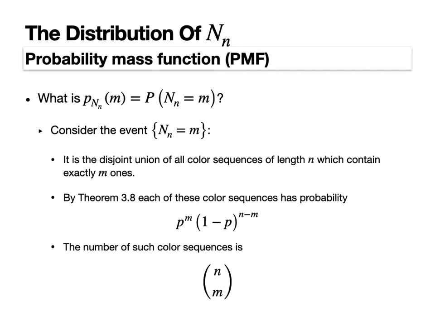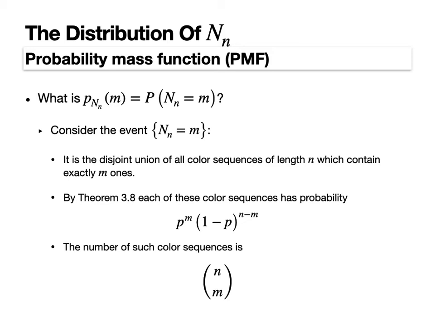The complete picture for the distribution of the number of successes, this capital N, would be given by the probability mass function, right? That's the function whose value at an integer m is simply the probability that N sub n equals m. So how would we compute that? Well, you want to think about it this way. Think about the event that N sub n equals m. That is the event that there's exactly m red balls in the first n balls that are drawn.